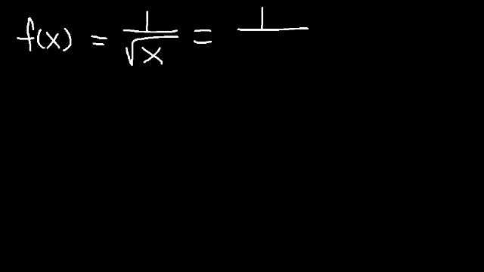Try this one. Let's say you have the function 1 divided by the square root of x. Go ahead and find the derivative. So let's rewrite it. We know the square root of x is x to the 1/2. And we need to move x to the top. So if we move it to the numerator, it's going to be x raised to the negative 1/2.